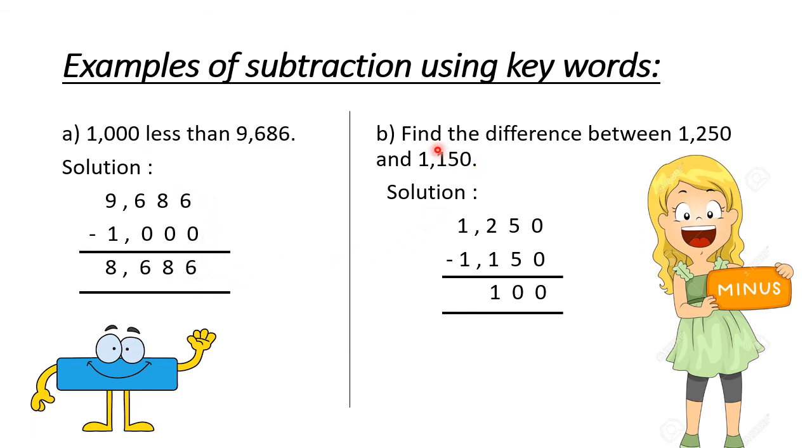In the second example, we are given: find the difference between 1250 and 1150. This keyword difference will tell you that you have to subtract in this question. Again, you have to copy these numbers in vertical form, biggest number first and smaller number second, and then you will minus these numbers to get your answer.